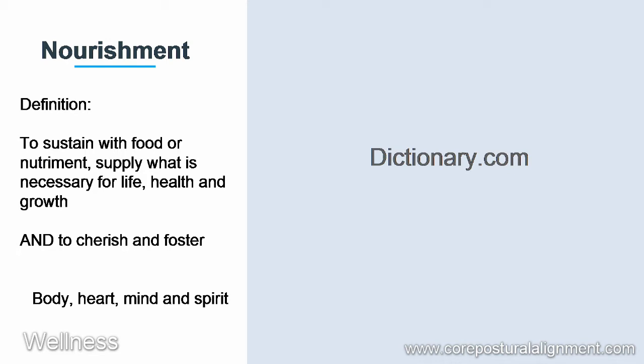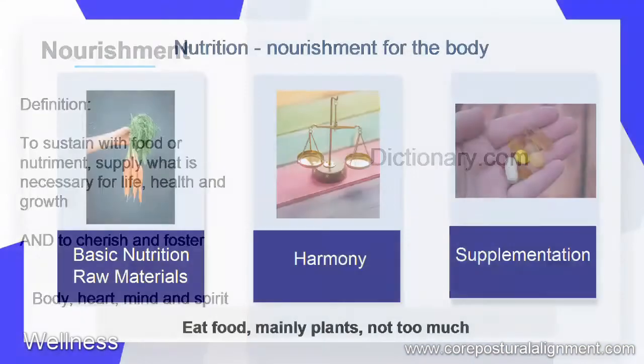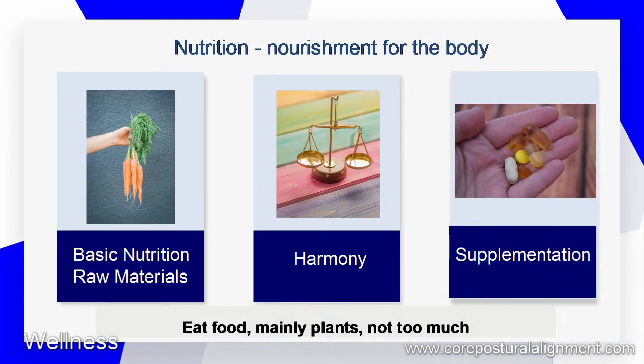So what we're looking at here within core postural alignment is, yes, the nutriments or the food, but also how do we nourish ourselves on these other levels? How do we nourish our heart, our mind, and our spirit? So it's quite involved. And if we just look at the most basic of it, nutrition, nourishment for the body, we divide that into three areas. There's basic nutrition, there's the harmony of nutrition, and there's supplementation.